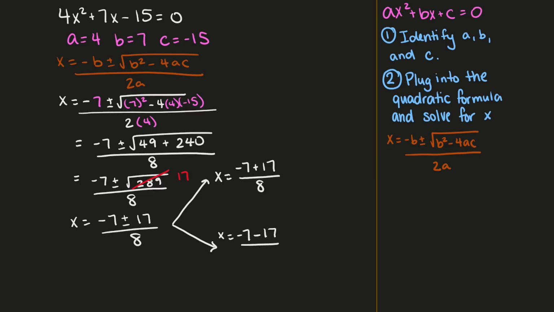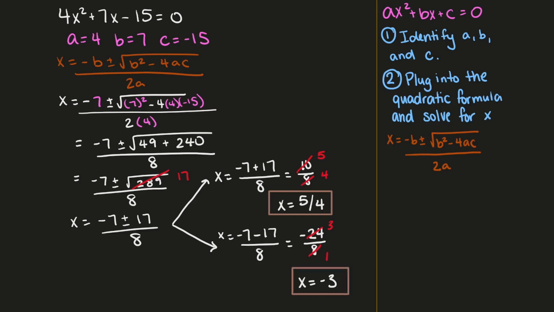minus 17 over 8. So on the top side, we have 10 over 8, and simplifying that, both are divisible by 2. So we get 5 over 4, and x is equal to 5/4. On the bottom, we get negative 24 over 8, which simplifies, and we get x equals negative 3. So our two answers are positive 5/4 and negative 3.